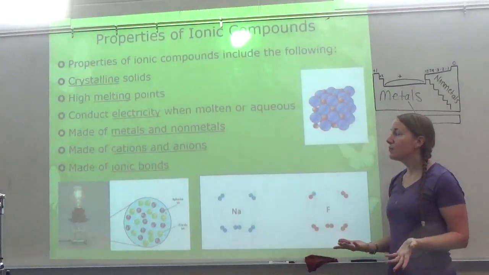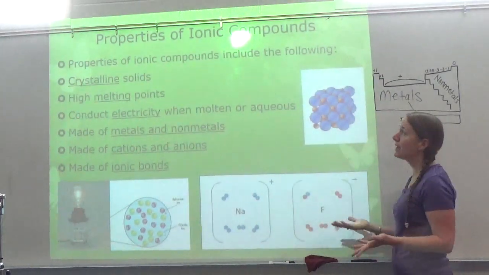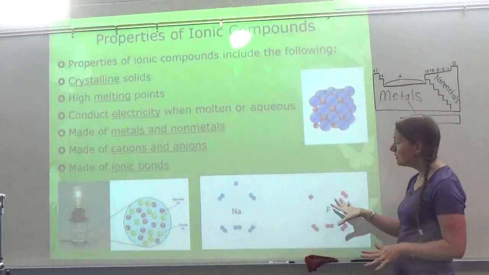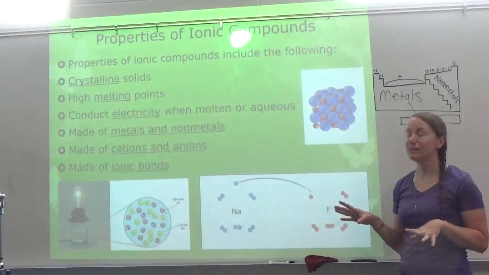Another type of bond that we'll learn about is covalent. Another type of bond that we'll learn about in this chapter is metallic, in the next section. All right, and here's a picture again of how an ionic bond works.